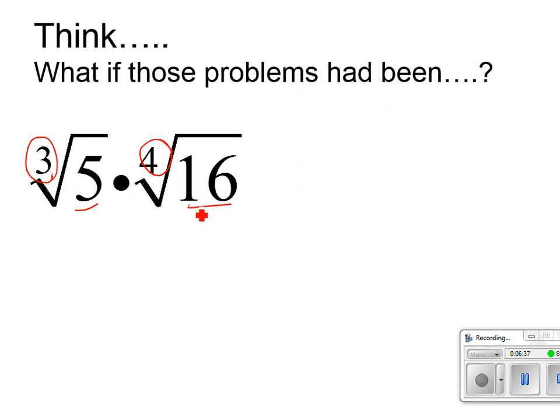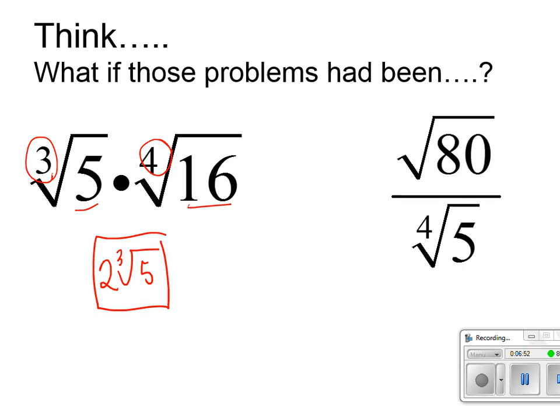Well, what is the 4th root of 16? We just did that, didn't we? That was 2. The answer would be 2 cube roots of 5. That's how the answer would end, because I can't take 5 times 16 and get 80. Okay, what about if I had a square root of 80 over the 4th root of 5? Well, again, the index on a square root is 2. These aren't the same. So what I would have to do is individually simplify each one.